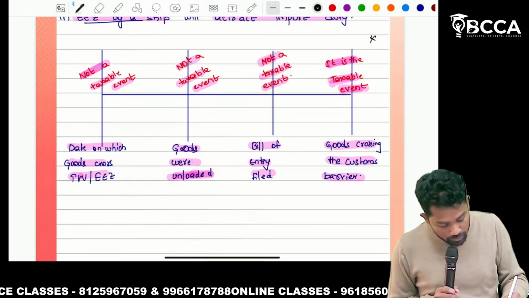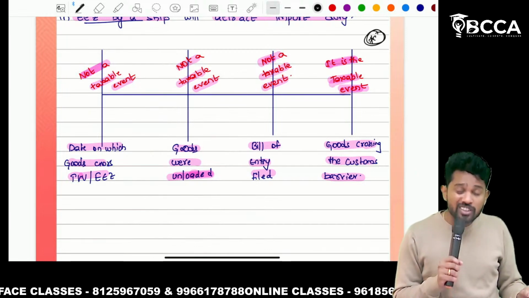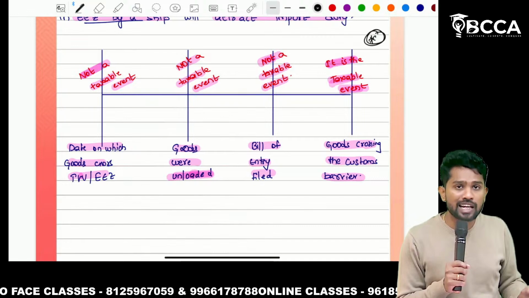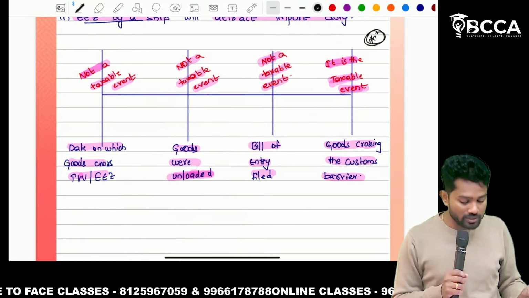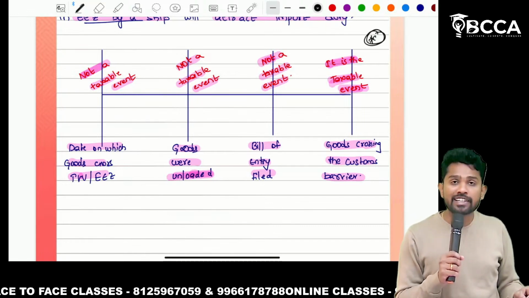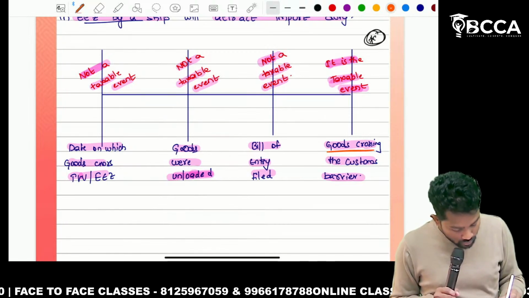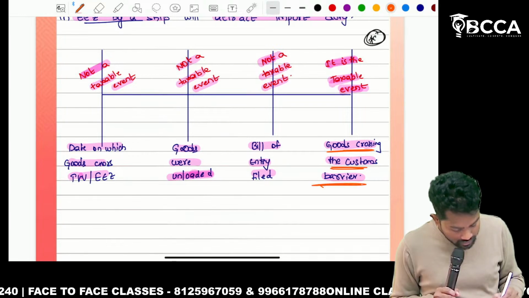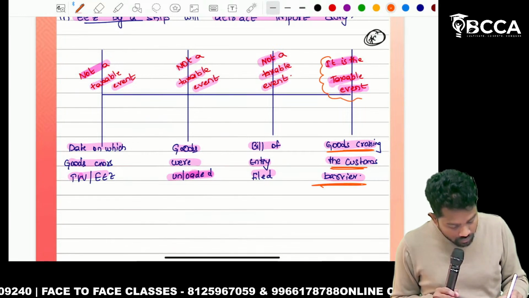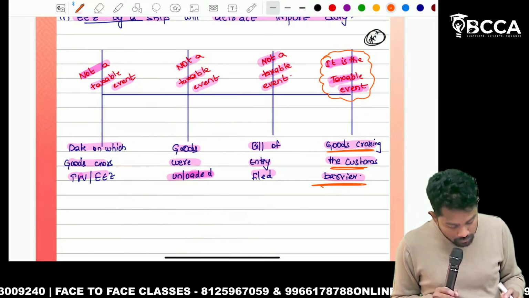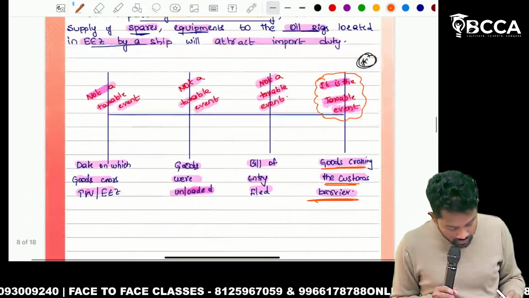This is also important for MCQ, sir. What is the important event for taxability? What is the event for levying tax? Goods crossing the customs barrier. Goods crossing the customs barrier is the taxable event.